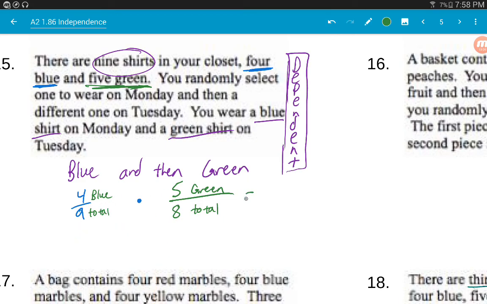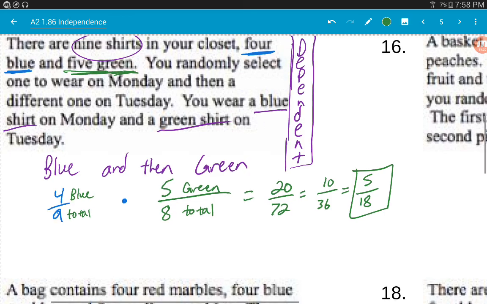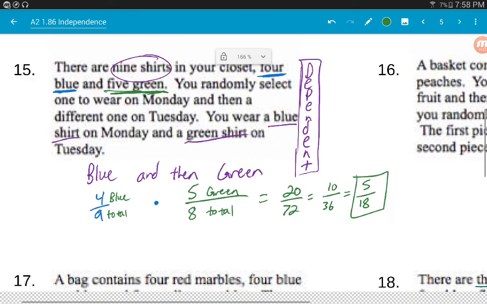So 4 times 5 is 20 over 9 times 8, which is 72. That can be simplified twice, I believe. Divided both by 2 is 10 over 36. Divided by 2 again, and you get 5 over 18. And that's the simplest answer for question number 15.